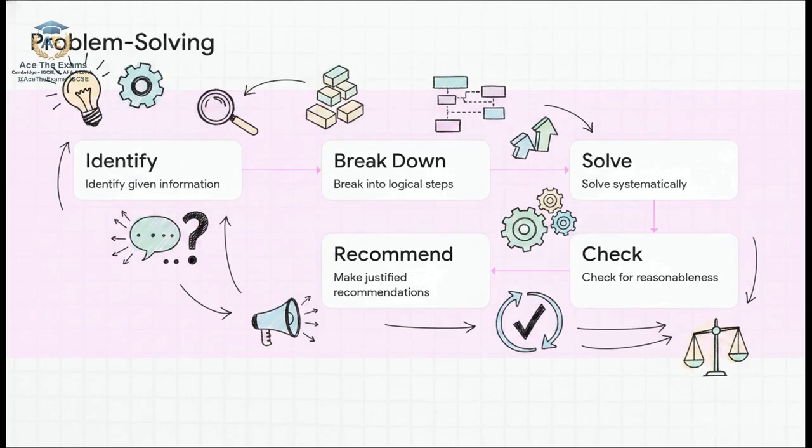Second, you break the massive ethical dilemma down into small, logical, technical steps. Third, you solve it systematically. Fourth, and honestly this is incredibly crucial, check your proposed solution for reasonableness. Would this actually work in the real world, or does it create a new ethical disaster? And fifth, make your justified recommendations. You cannot just write they should use better encryption. That gets you nowhere. You must justify exactly why a specific encryption protocol mitigates the ethical risk of a data leak in this exact specific scenario.